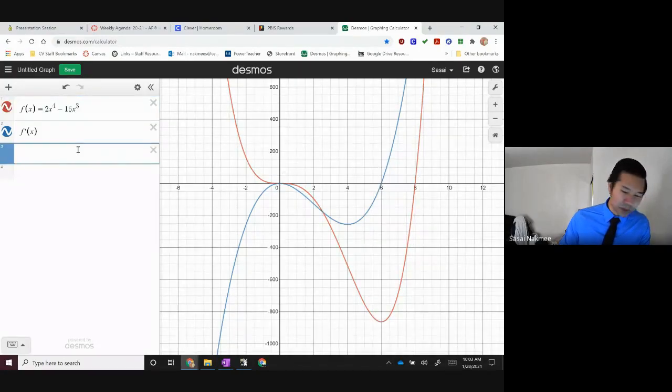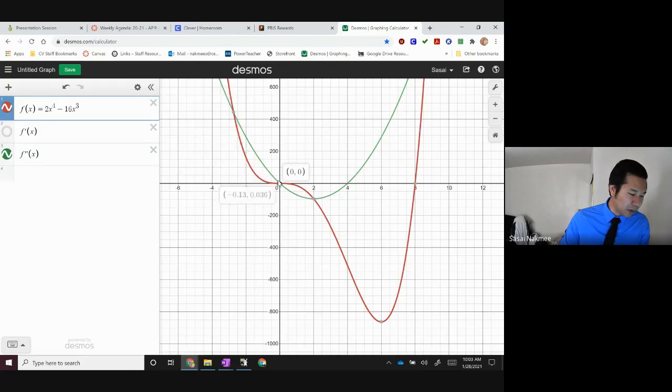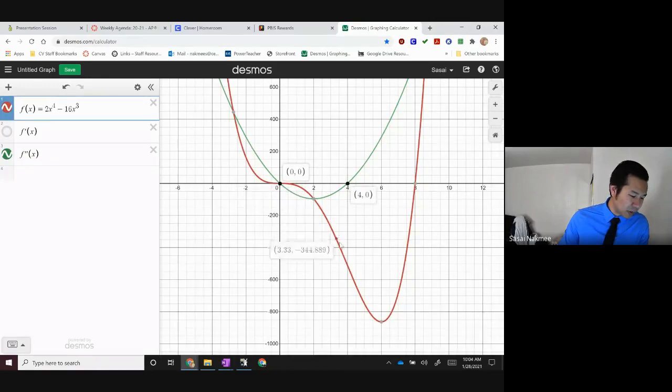And then if you go even further and look at the second derivative right here, and let's not look at the first derivative, just the second derivative. You can see it's positive all the way up to 0, which means the second derivative is telling us that the original function is concave up all the way up to 0. And then it's negative from 0 to 4. Are you seeing that interval right there from 0 to 4? It's negative there, which means it's concave down from 0 to 4.